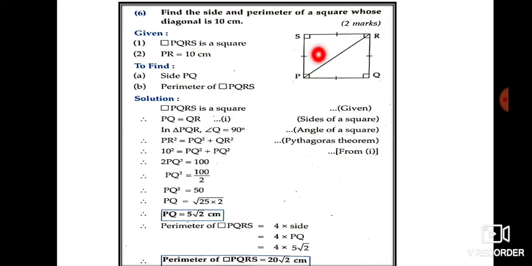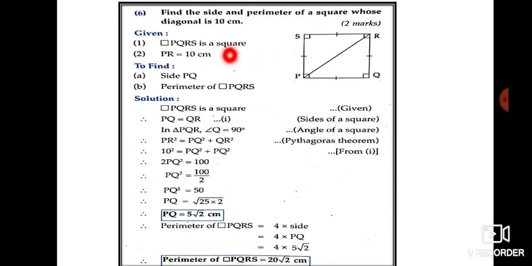So here we have a square. They have not given us the value of the sides, but they only said that the diagonal is 10 centimeters. Now if you observe the figure, it looks like a rectangle. Actually it is a square. But you can see that they have put congruent signs here, that all 4 sides are equal. And they have given only the diagonal.